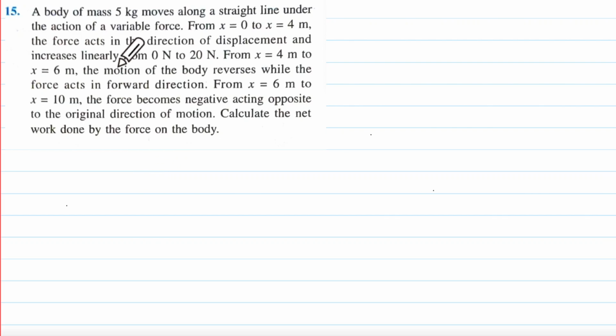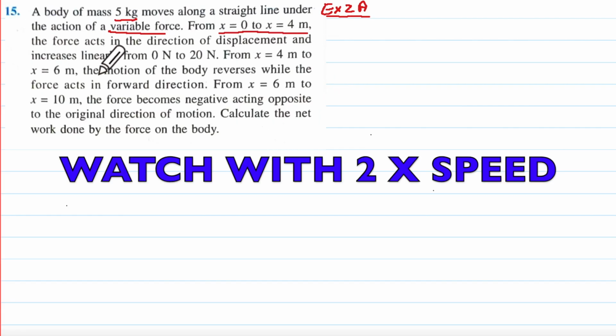Let us look at the solution of exercise 2A of Concise Physics, Selina Publication, chapter 2, exercise 2A, and question number 15. A body of mass 5 kg moves along a straight line under the action of a variable force from x equal to 0 to x equal to 4 meters.